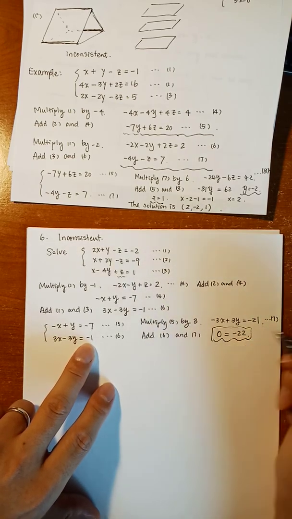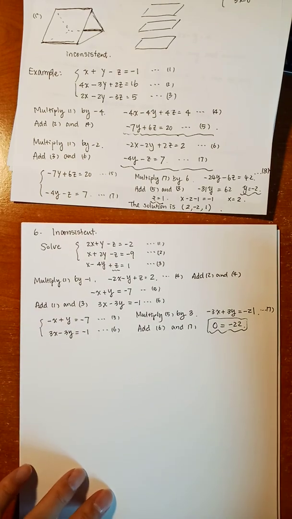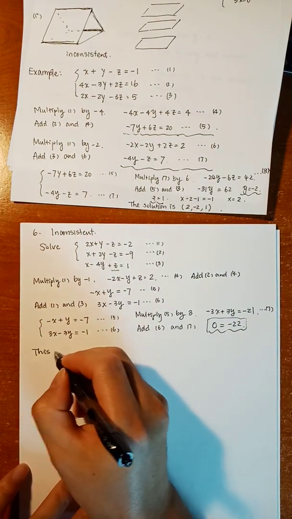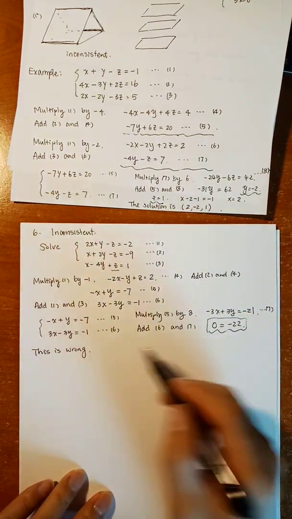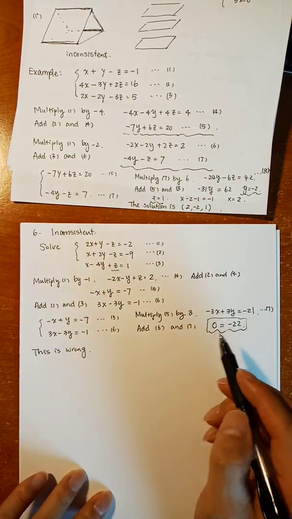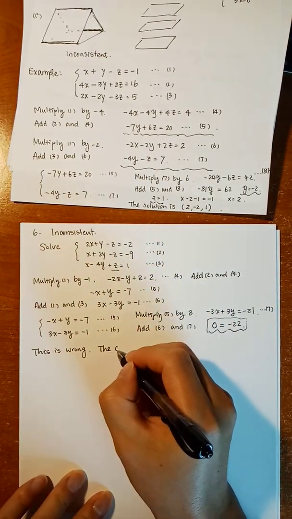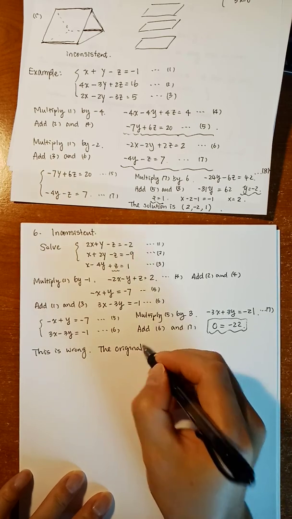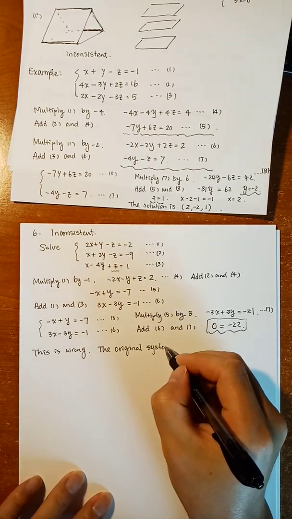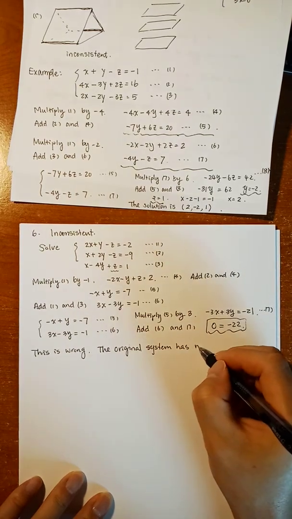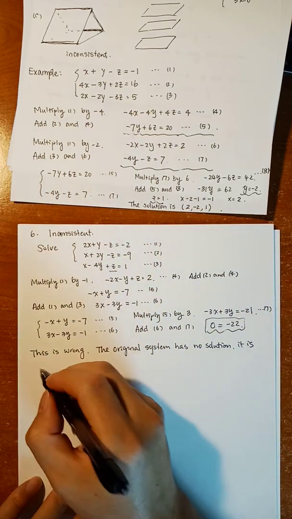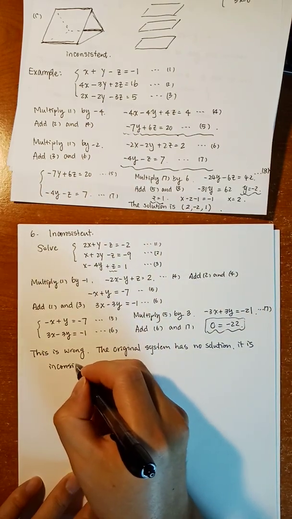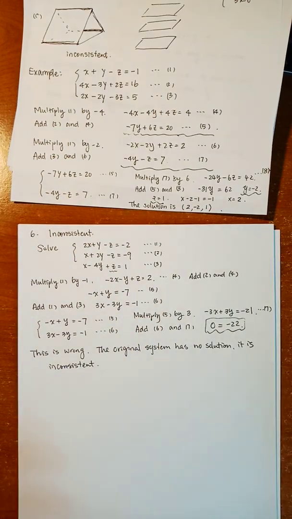Well, we have some strange conclusion. So this is impossible. This is wrong. What can we say? What can we get from this wrong conclusion? It means the original system has no solution. It is inconsistent. Okay, no solution, inconsistent.